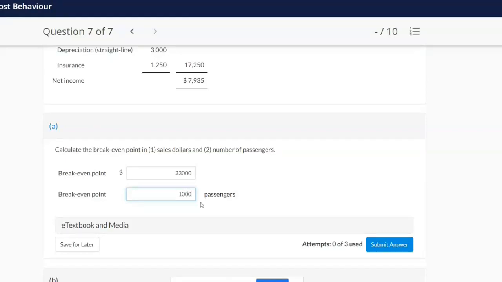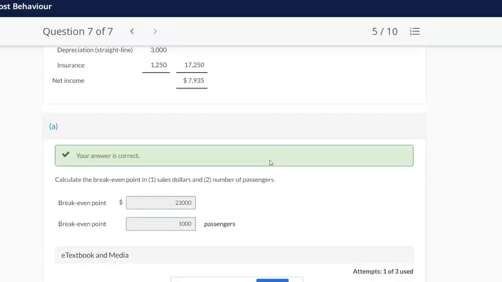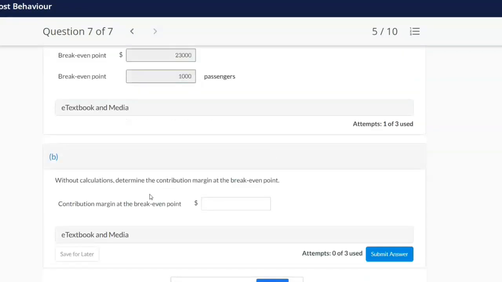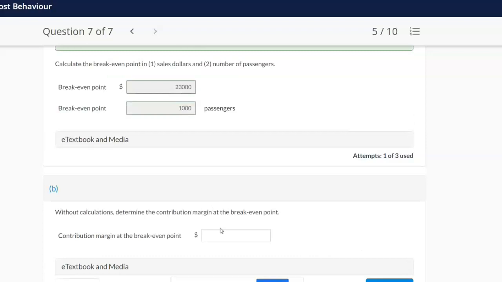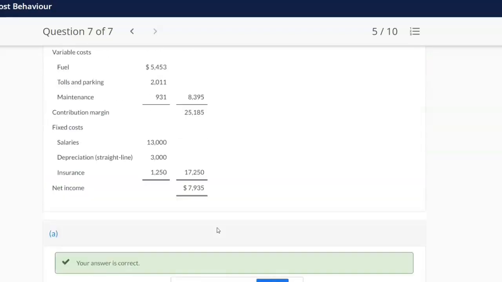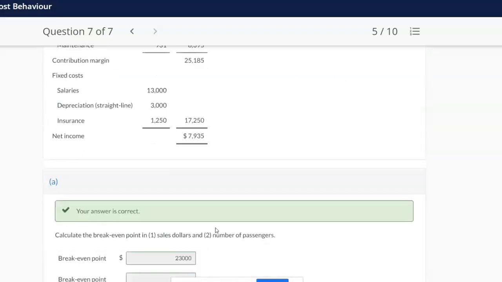Yeah, but I wanted to do the contribution margin way. That's okay, you're absolutely right. But the break even is fixed cost divided by the contribution margin per unit. To get the contribution margin per unit, you divide the contribution margin by the number of passengers. But that's okay. Contribution margin at the break even point will be what? What's the total contribution margin at the break even? What's it equal to? 1,000.